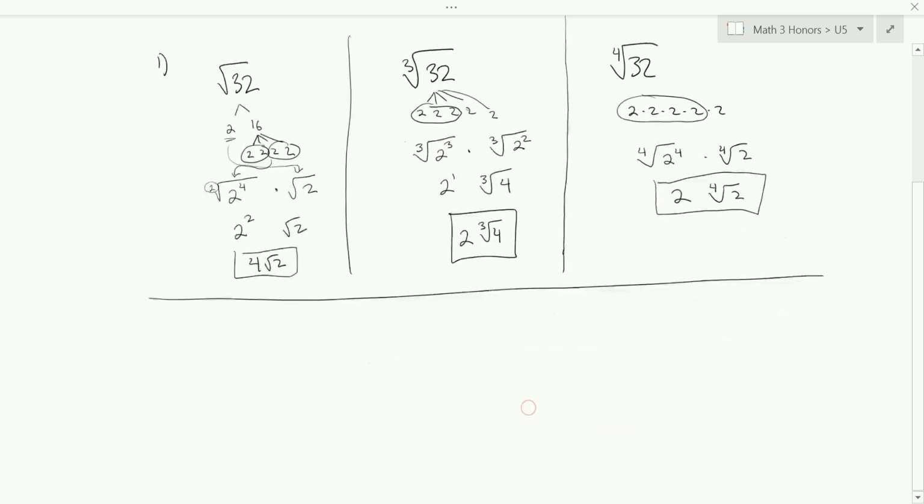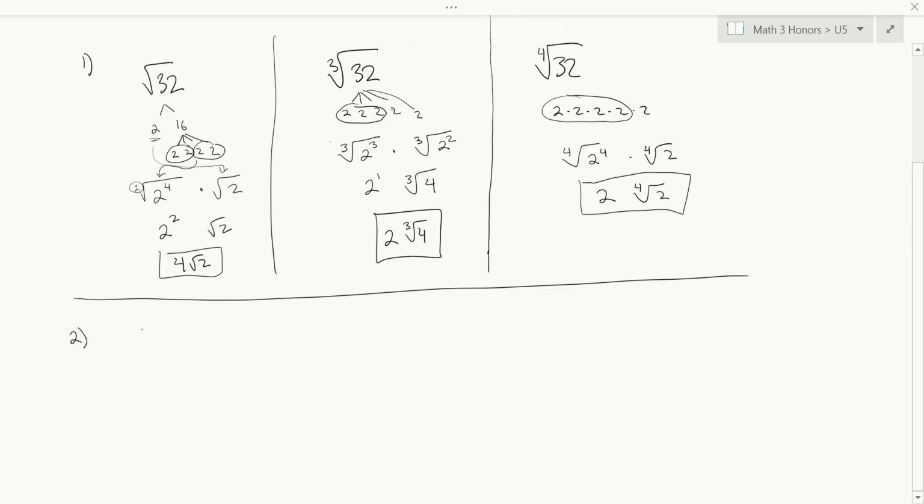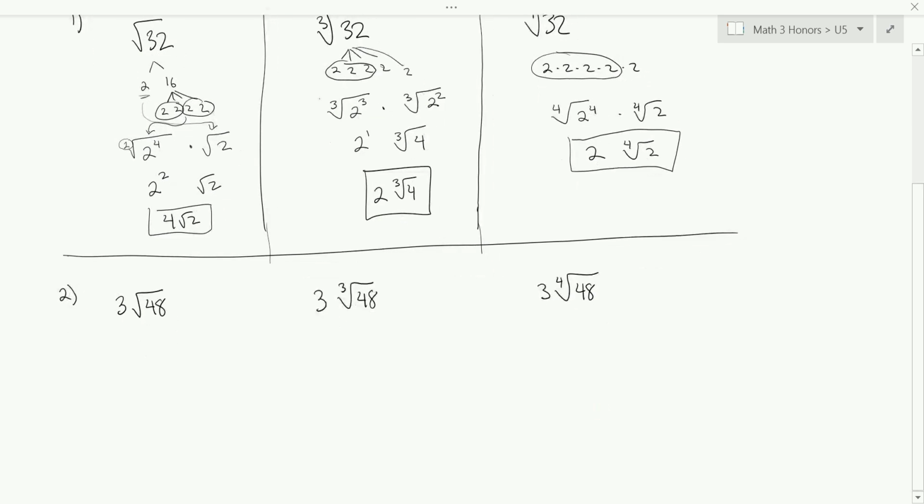So I'm going to give you another one similar to these, but now let's put a number in front. So say we had 3 times the square root of 48, and then 3 times the cube root of 48, and 3 times the 4th root of 48. What do we do as we're simplifying a root and we were pulling some numbers out of that root? What do we do with the number in front? What's that? Leave it alone?